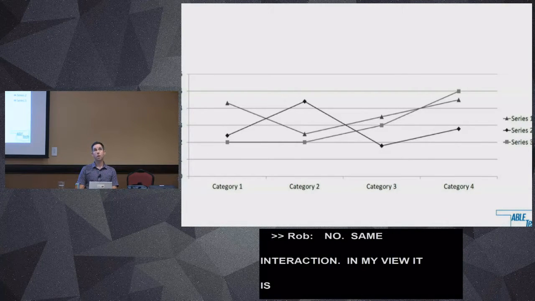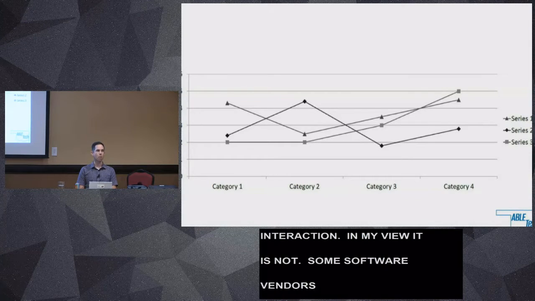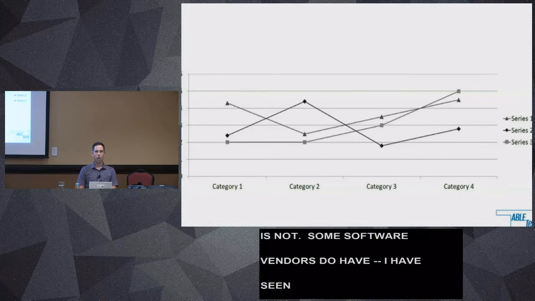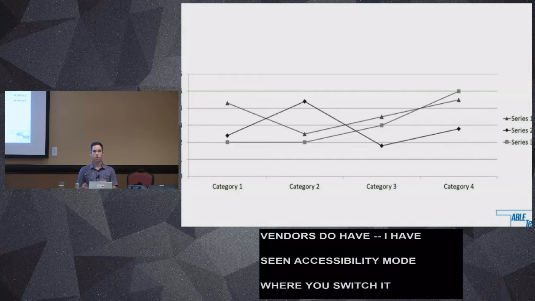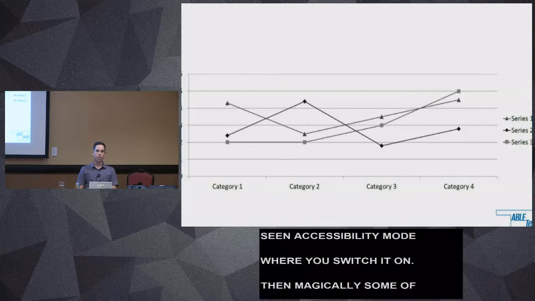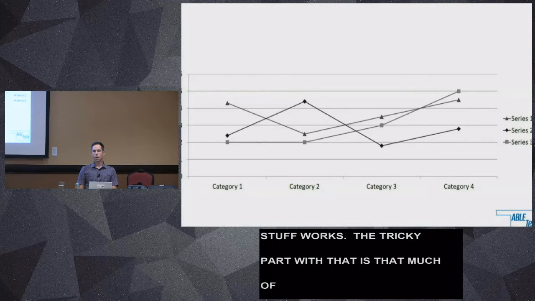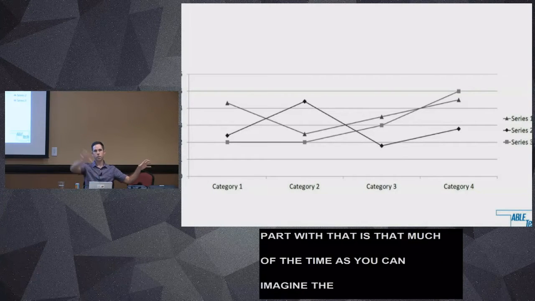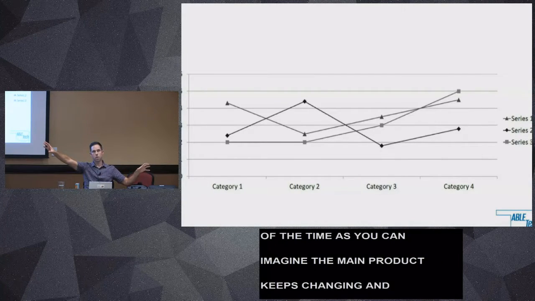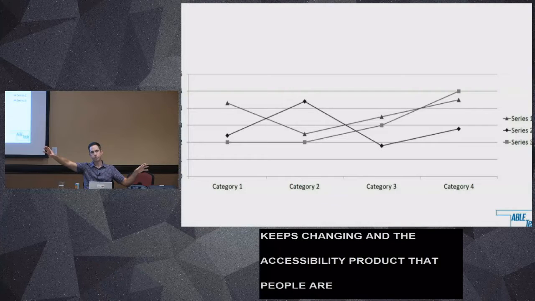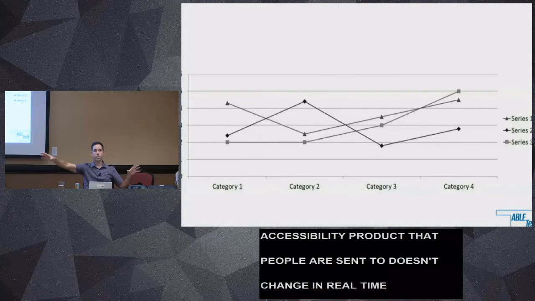Now, some software vendors do have, I've literally seen, an accessibility mode where you switch it on. And then magically some of the stuff works. The tricky part with that is that much of the time, as you can imagine, the main product keeps changing, and the accessibility product that people get sent to doesn't change in real time. So people end up with a different experience completely.